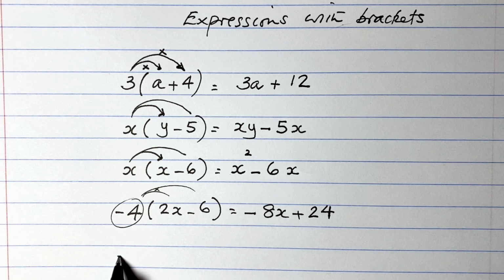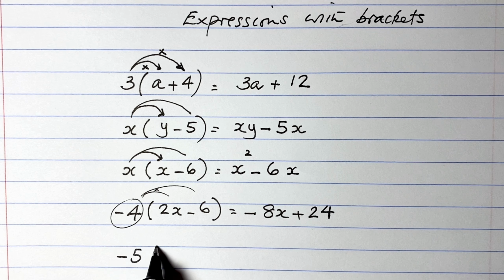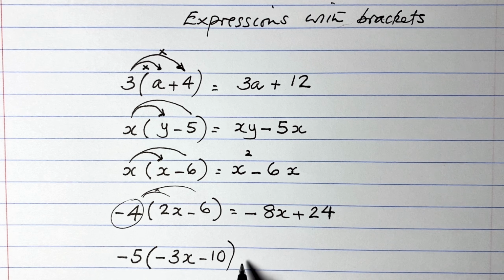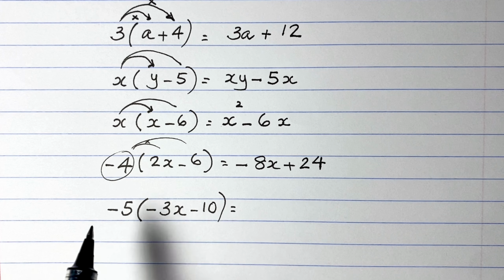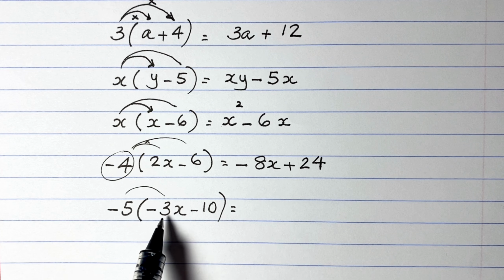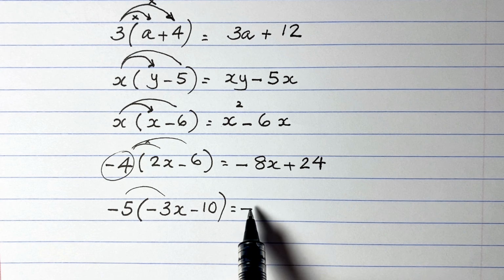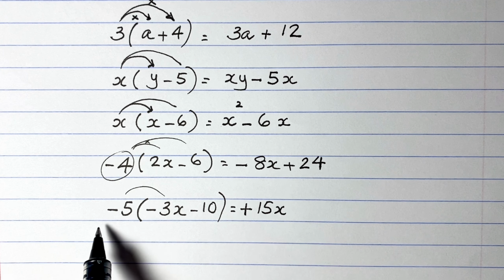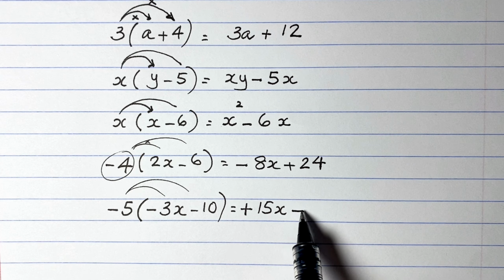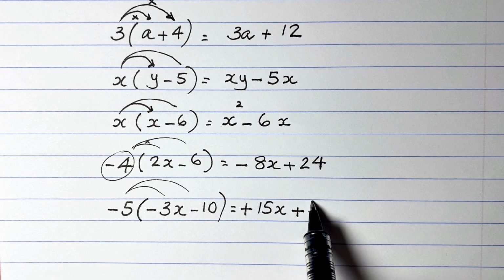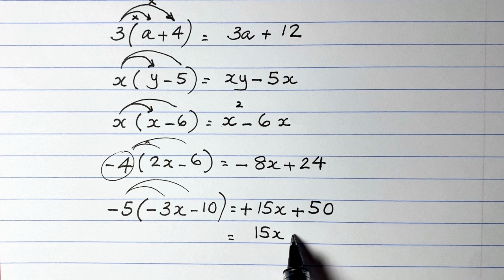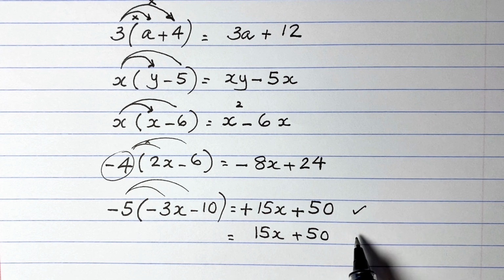Next example, we have a number outside the bracket, minus 5, and inside minus 3x minus 10. You've got to remember to apply the rules of directed numbers. We are multiplying not 5 by 3x, we are multiplying negative 5 by negative 3x. So negative times negative is positive. It could be visible or invisible. 5 times 3 is 15, therefore 15x. And negative times negative is positive. 5 times 10 is 50. So this could have been written just 15x plus 50, with an invisible positive sign. They're both correct versions.